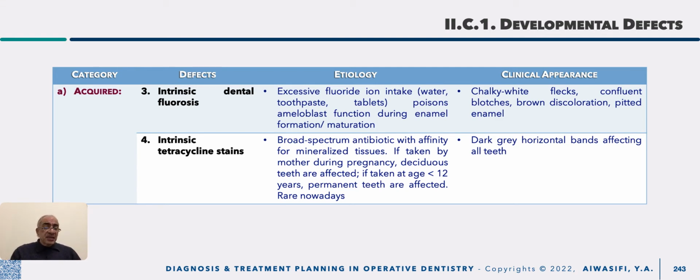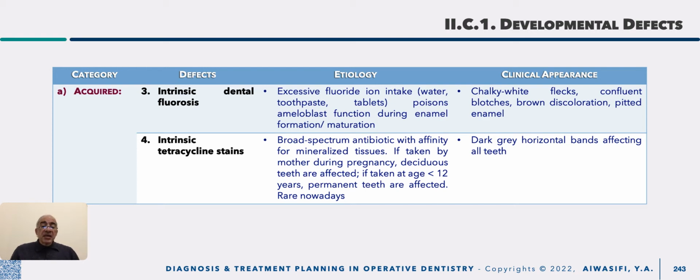At the same time, we have another competitive factor with calcium deposition, which is intrinsic tetracycline stain. It's a broad spectrum antibiotic with great affinity for mineralized tissues. If taken by the mother during pregnancy, deciduous teeth are affected. If it is taken at age less than 12 years and for a long time, then permanent teeth are affected, according to which teeth are present at this time, but most probably it affects the whole permanent set of teeth. Nowadays it is very rare because the use of tetracycline is now very limited.